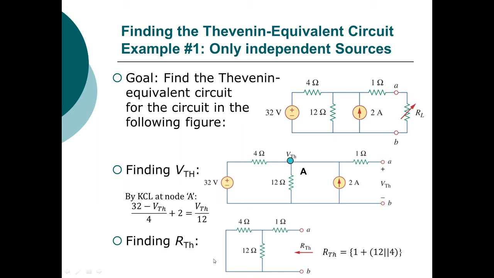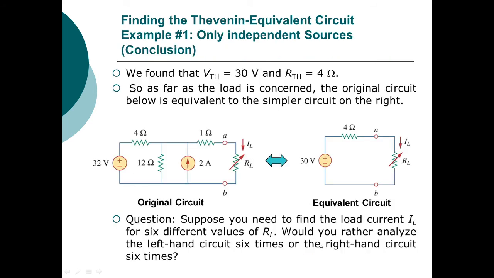So with that, we get this simplified circuit from which we can easily calculate the Thevenin equivalent resistance, which is nothing but this 1 ohm resistance plus the parallel combination of this 4 ohm and 12 ohm resistance. So this parallel combination is in series with this 1 ohm resistance and gives us the Thevenin equivalent resistance. Okay, so from this calculation, finally we get VTH equal to 30 volts, that is the Thevenin equivalent voltage, and RTH equal to 4 ohm, which is the Thevenin equivalent resistance.